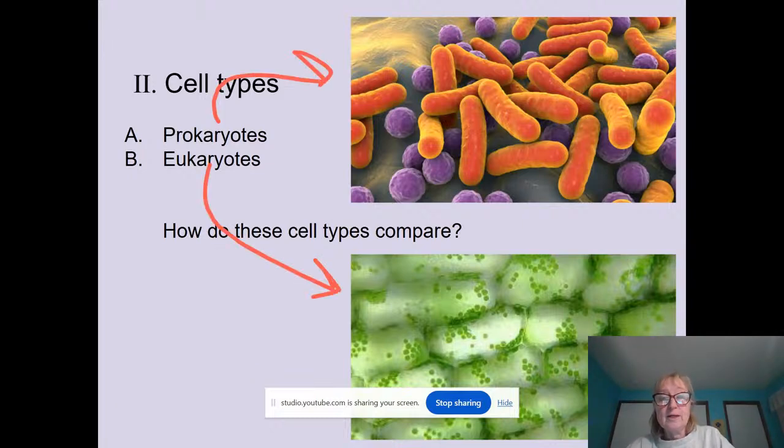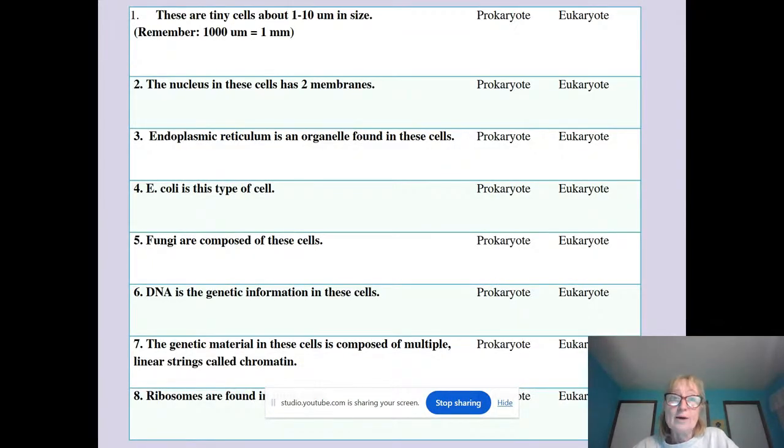So what's the difference between a prokaryote and a eukaryote? Well, I came up with something that we're obviously not going to do in class, but a little set of questions to ask and to think about all the differences between prokaryotes and eukaryotes. And so let's run through these. Let's take a look at them.